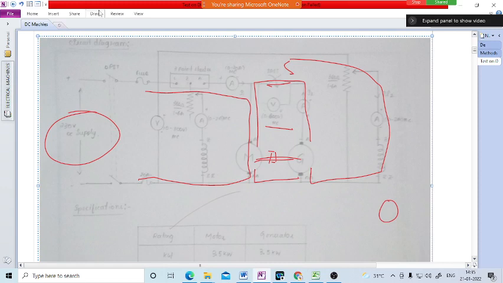This rheostat is varied to maintain the rated speed of the motor. This potential divider is varied to get the rated current in the armature. This is for the motor armature current, this is for the generator armature current. I1 is the motor and I2 is the generator.